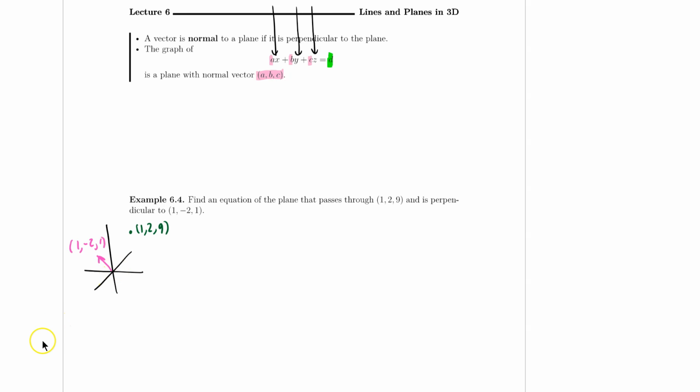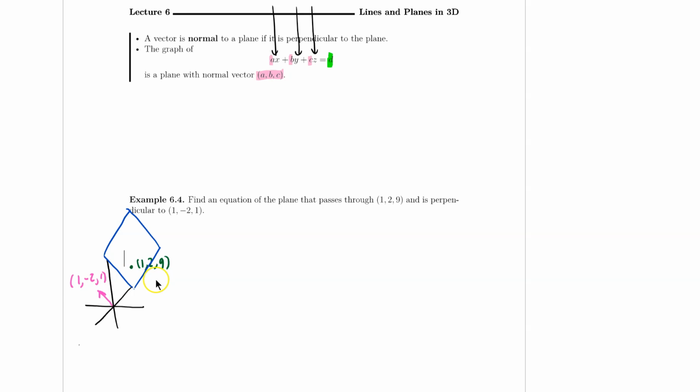So I would like to find the equation for a plane. Let me try to draw that here. Let's say this is my blue plane. My blue plane here is a plane that is perpendicular to the pink vector. This is a little hard to draw in two dimensions, but you can visualize this being the case in the 3D space. So how can I write out the equation for this blue plane?